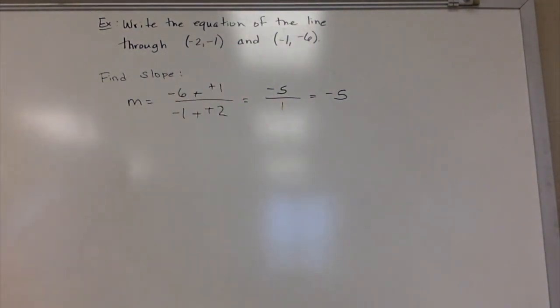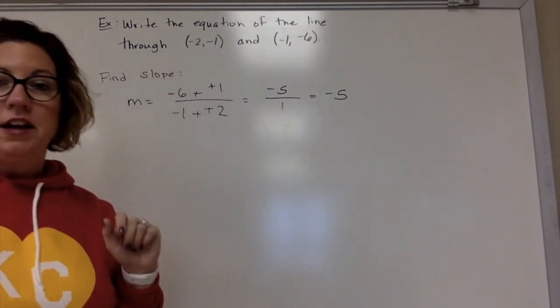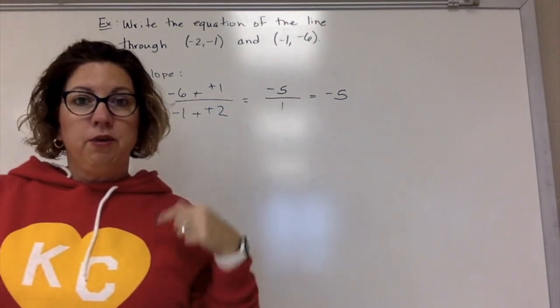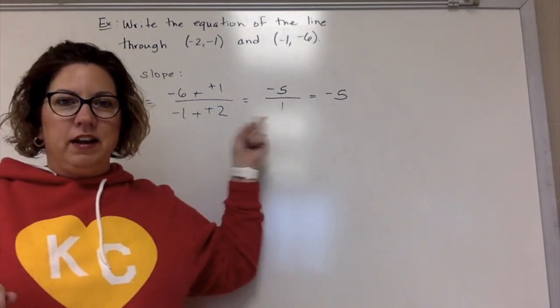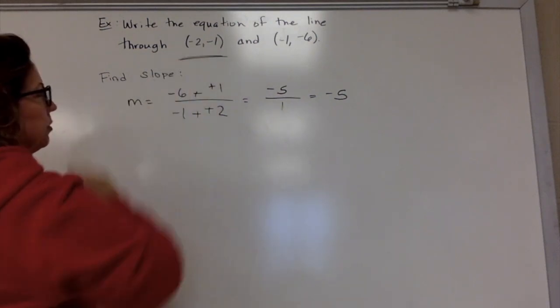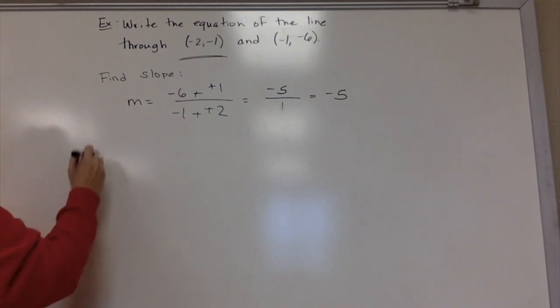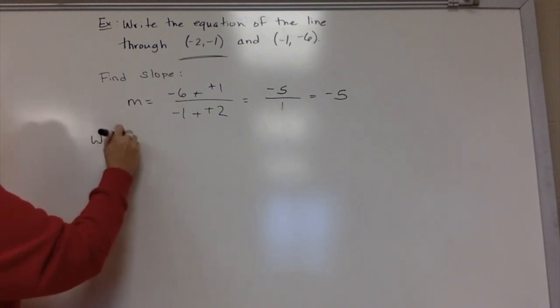It doesn't really matter which point you choose. I would say that if I had a point that had no negatives, I would choose that. If I had a point that involved a 0, I would use that. I don't have that in this case, so it doesn't really matter. I might choose the point then that has smaller numbers, which would be (-2, -1). So I'm going to write the equation.